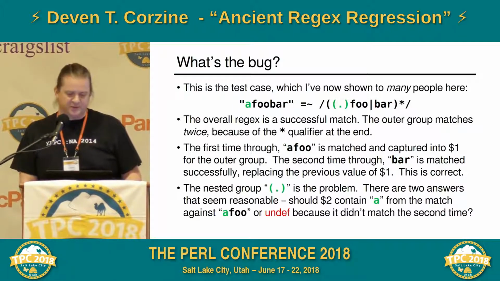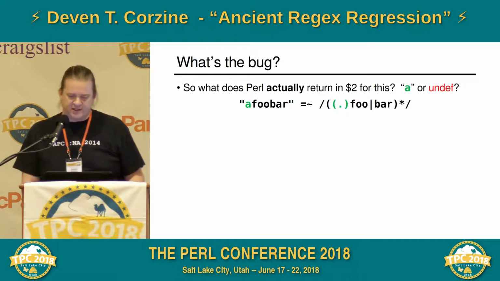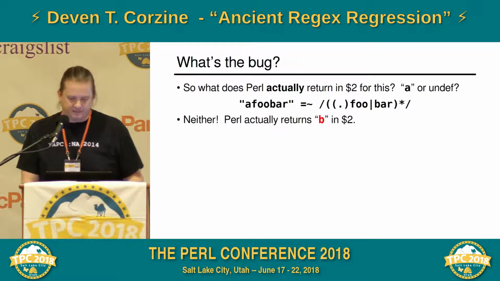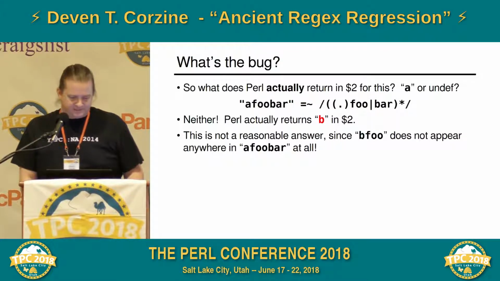There are two answers that seem reasonable. Should $2 contain a from the match against a foo, or undef because it didn't match the second time? So what does Perl actually return in $2 for this? A or undef? Neither. It returns B. This is not a reasonable answer since B foo does not appear anywhere in A foo bar at all.